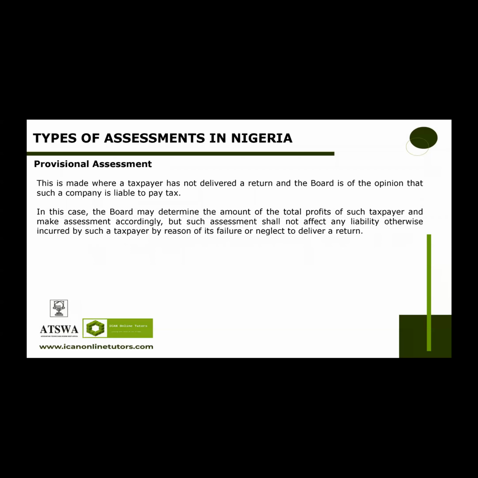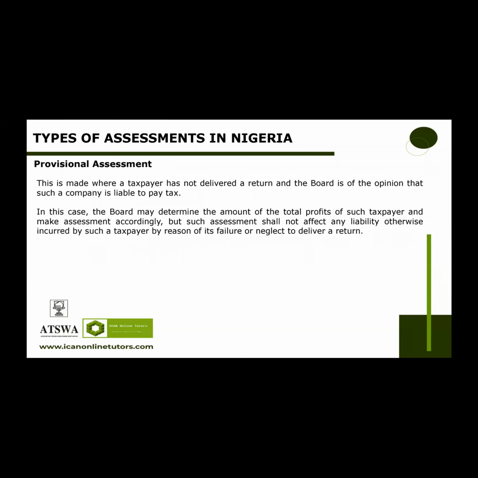So now let's look at the provisional assessment. This is made where a taxpayer has not delivered a return and the board is of the opinion that such a company is liable to pay tax. In this case, the board may determine the amount of the total profit of such taxpayer and make assessment accordingly. But such assessment shall not affect any liability otherwise incurred by such a taxpayer by reason of its failure or neglect to deliver a return.